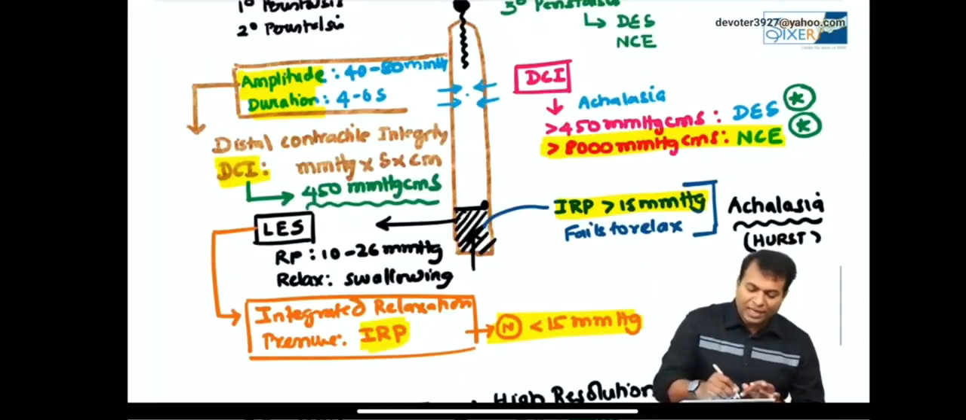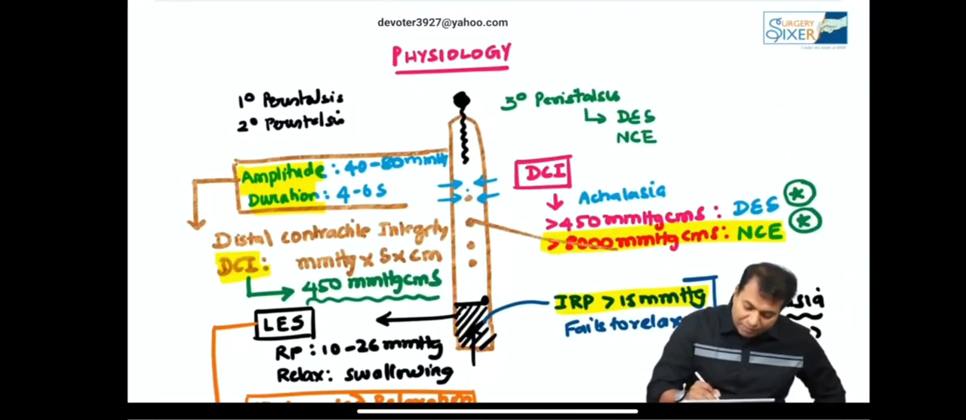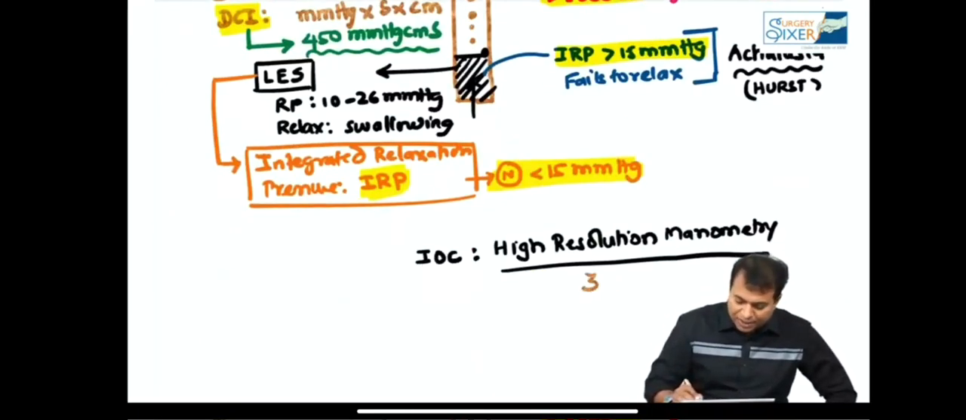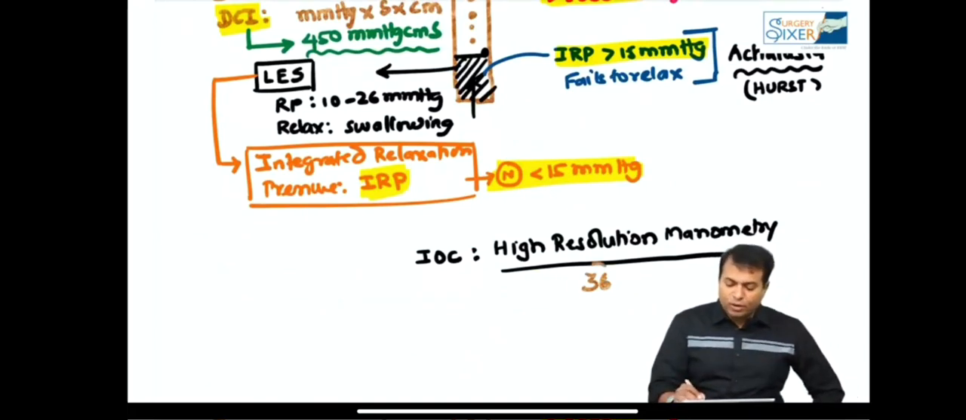There was conventional manometry 5 years back. In conventional manometry, we keep sensors every 5 centimeters. But now in high resolution manometry, we keep sensors every 1 centimeter. Totally there are 36 sensors used in high resolution manometry.